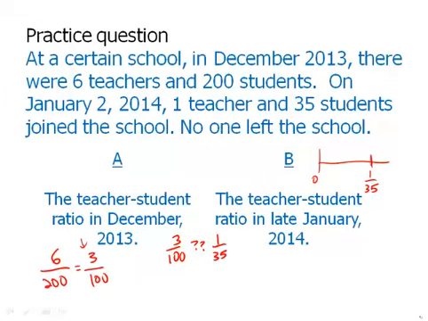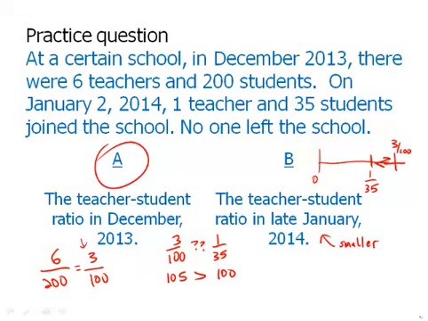Well, I'm going to cross multiply. 3 times 35 is 105. And of course, 1 times 100 is 100. That means this is bigger. That means 3 over 100 is bigger than 1 over 35. Adding 1 to the numerator and 35 to the denominator makes the fraction smaller. So this new ratio is going to be smaller. And so that means that column A is bigger.